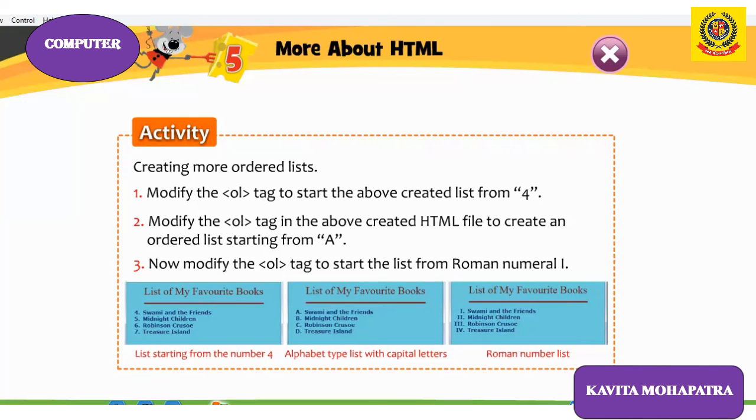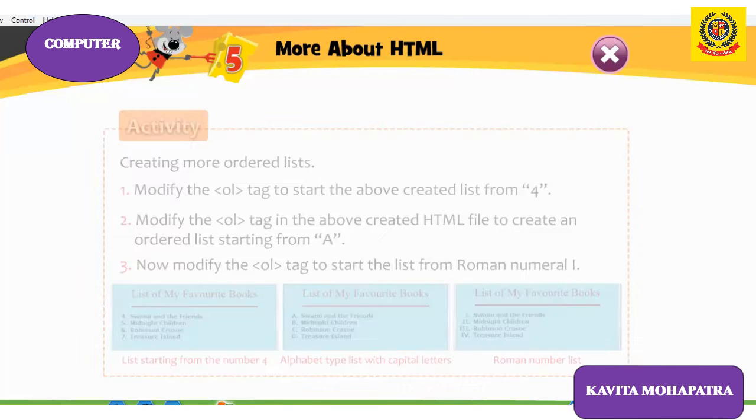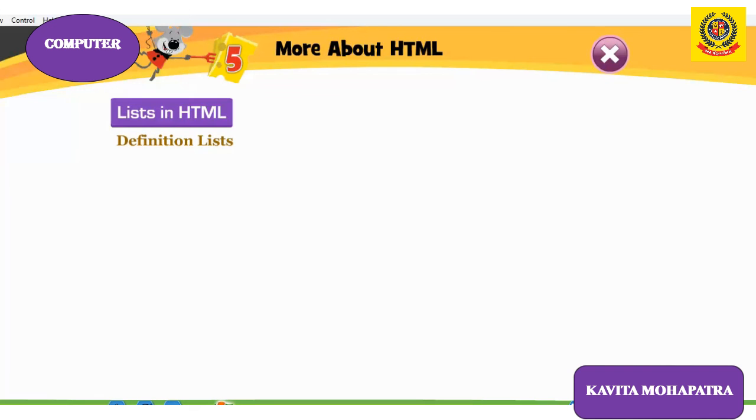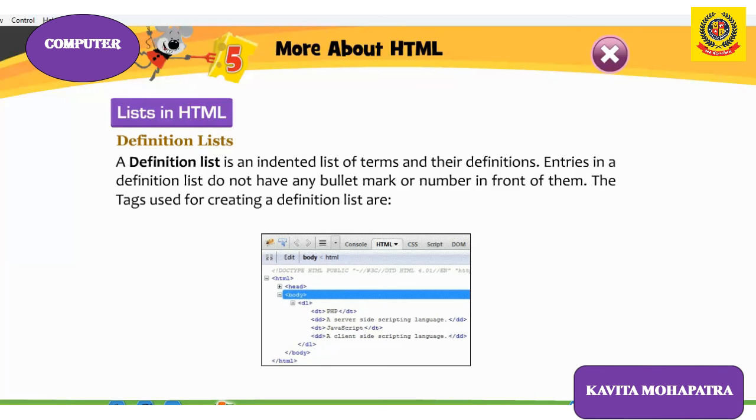Now, creating more ordered lists. Modify the OL tag to start the above created list from 4. You will write there start equal to 4. Modify the OL tag in the above created HTML file to create an ordered list from A. So you can modify it to start from A. Now modify the OL tag to start the list from Roman numerals.